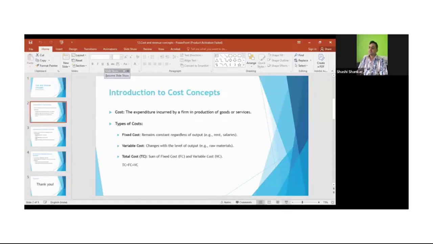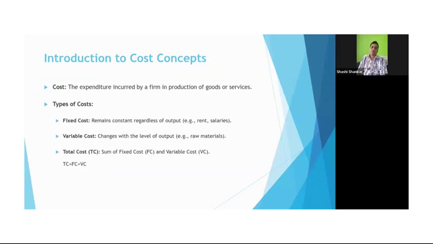All right. So to begin with, introduction to cost concept. What is cost? Cost is nothing but the expenditure incurred by a firm in production of goods or services. Now, talking about the types of cost, we have three types of cost: one, fixed cost; another one, variable cost; and third one, the total cost.